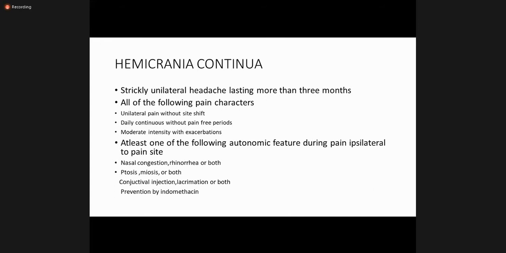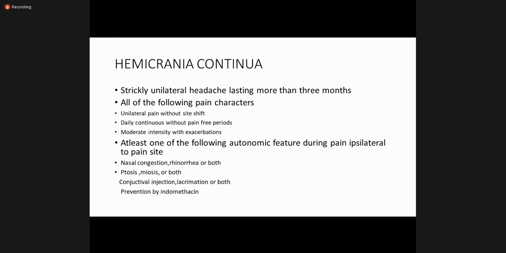Now comes the second type of the trigeminal autonomic cephalgias, which is hemicrania continua. These are the headaches which are usually unilateral. They have unilateral headaches lasting for more than 3 months. So if a patient presents to you with a unilateral headache of more than 3 months and associated features, then you must think of hemicrania continua.